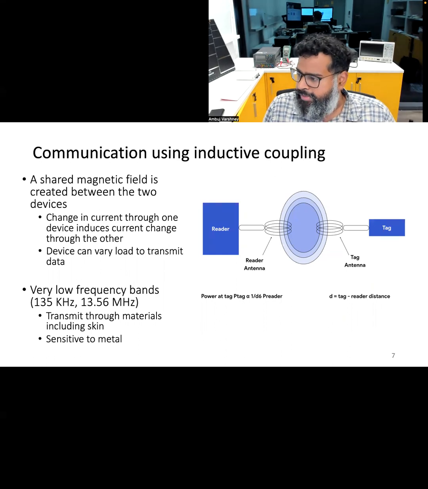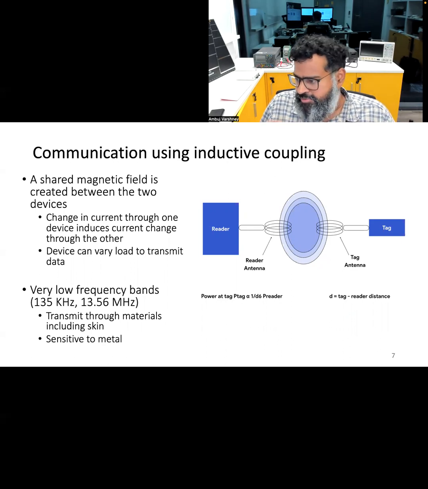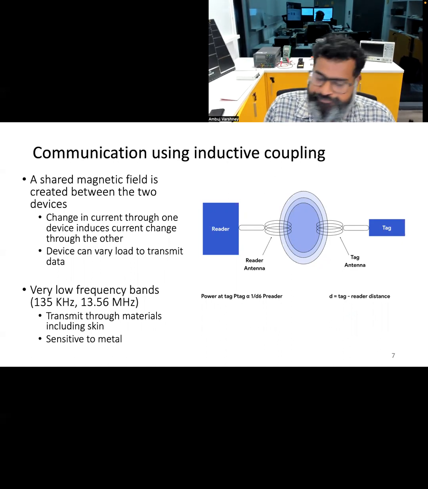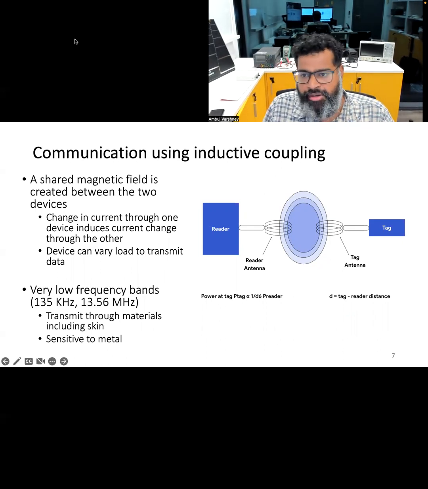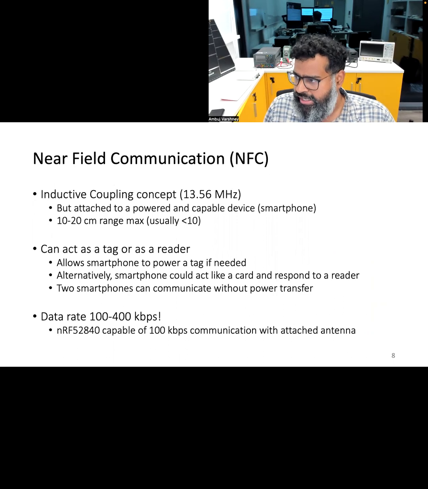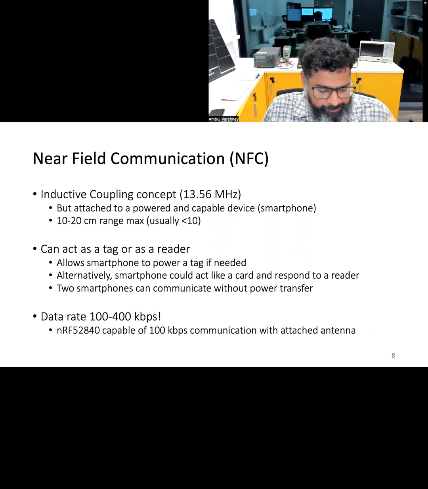Typically, these coils have the signal generated at a very low frequency of 135 kilohertz or up to 13.56 megahertz. It can transmit through materials, including skin, but it can be sensitive to metal. And typically, it has a short communication range. One of the standards that employs this inductive coupling is called near field communication. We use this in our day-to-day life, for example, to make payments.